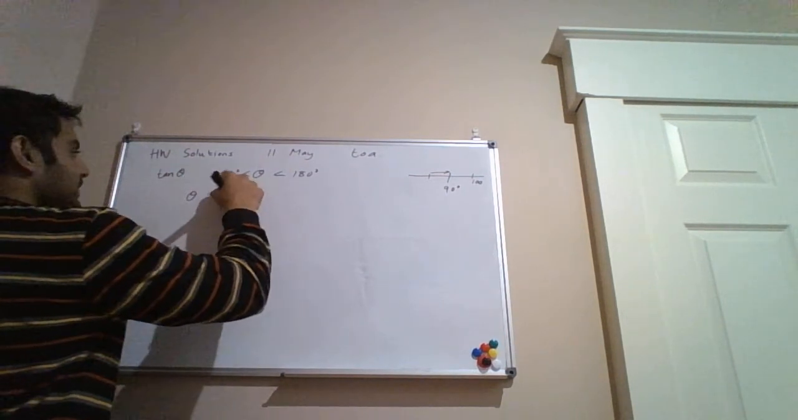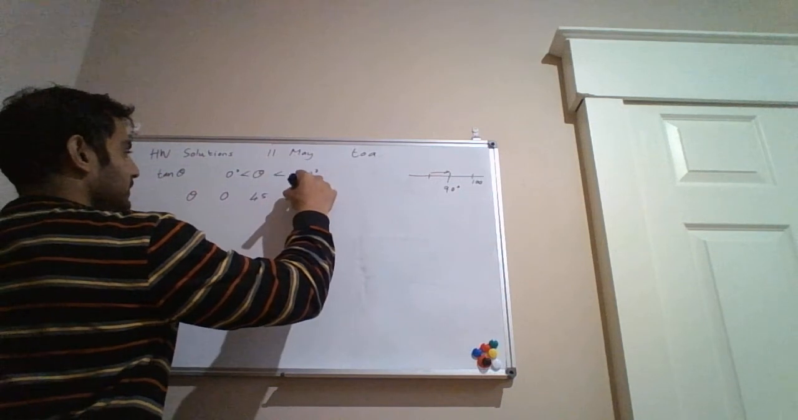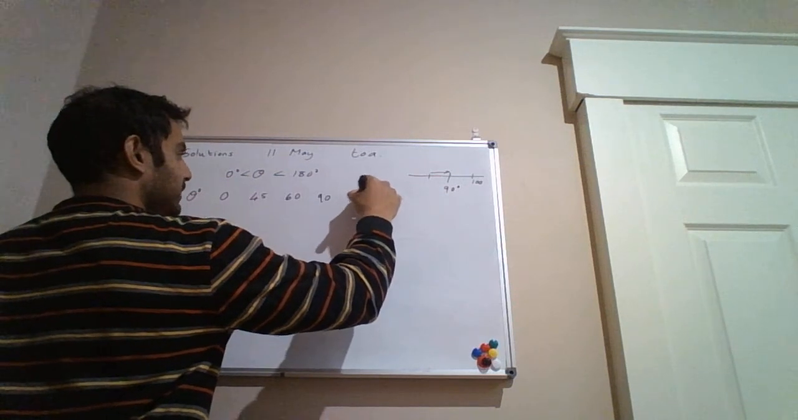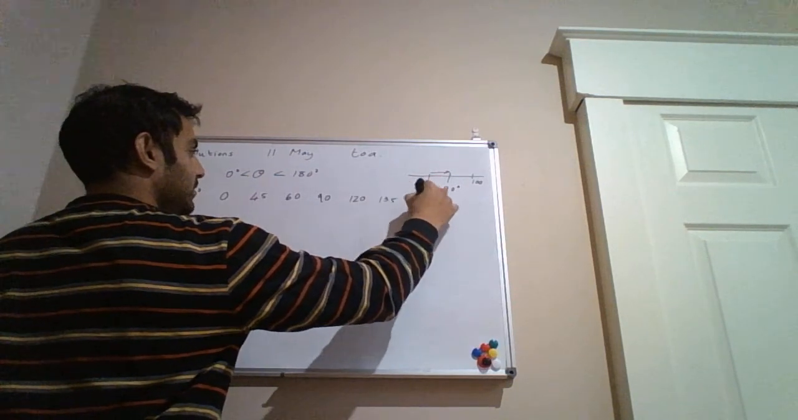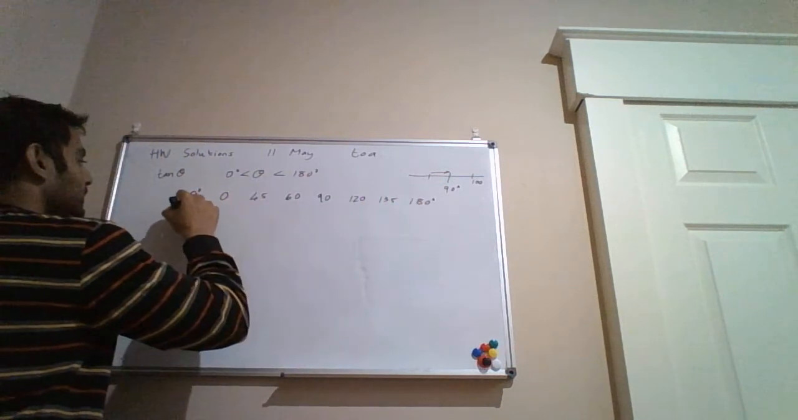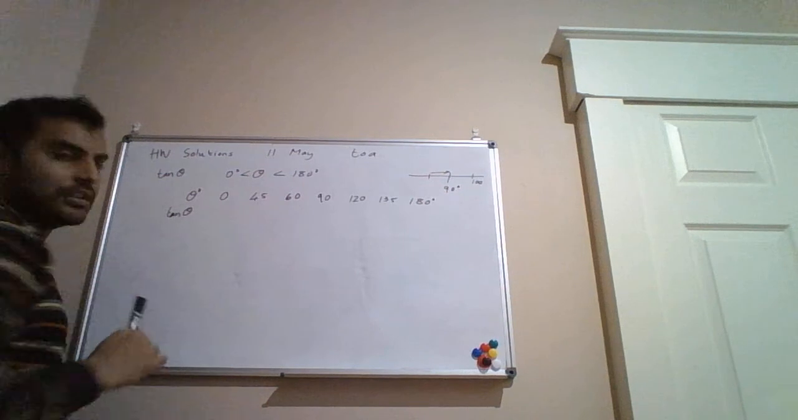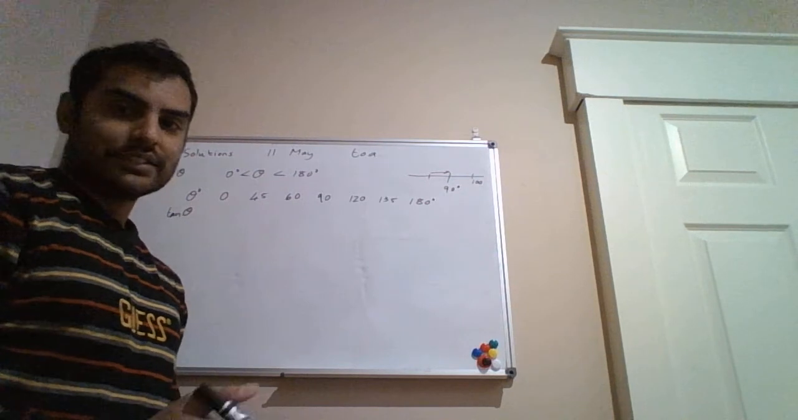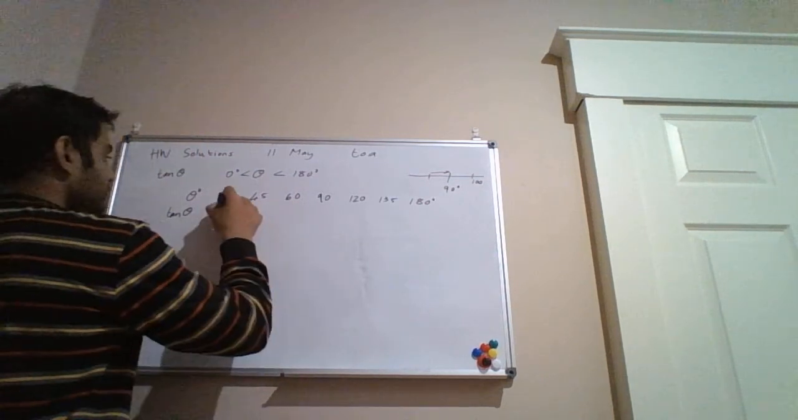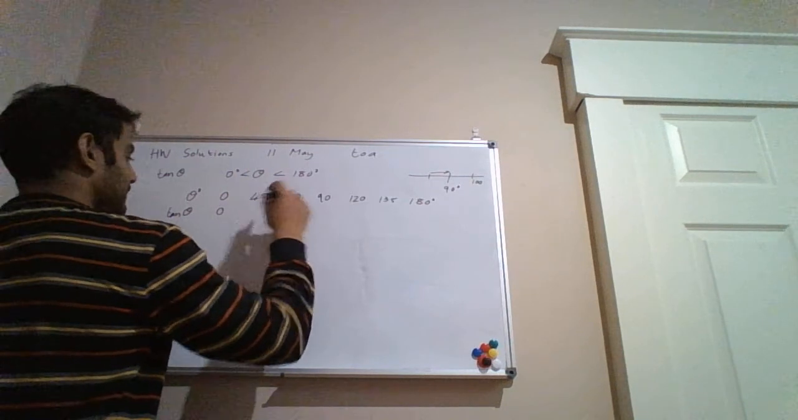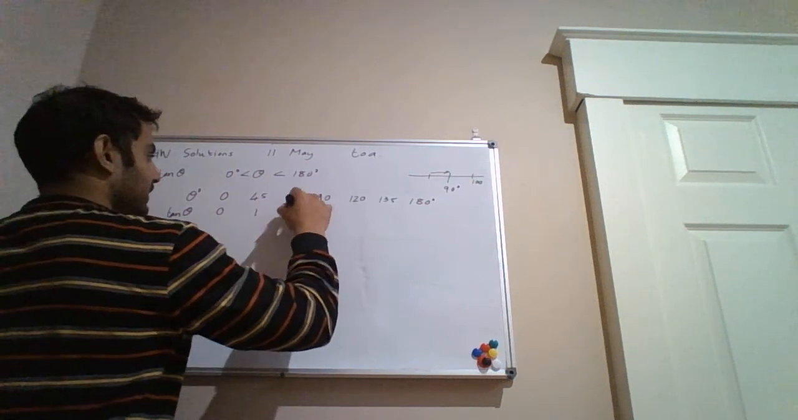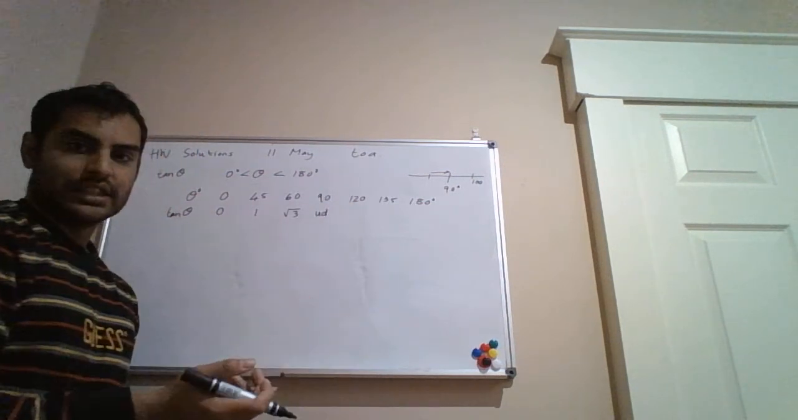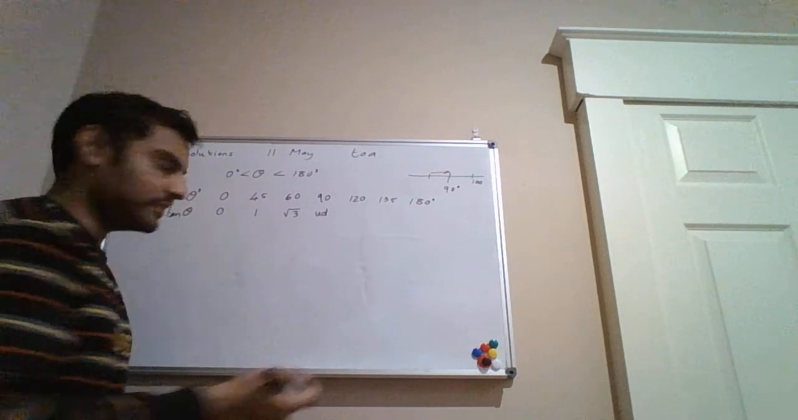So theta: 0, 45, 60, 90, 120, 135, 180. Tan of theta. Notice I've included the angle 45 degrees. This is because tan of 45 degrees is 1, so it gives a nice whole number when we're plotting. So tan of 0 is 0, tan of 45 is a special angle, that's 1, and tan of 60 is root 3. Remember, 90 degrees is undefined because our adjacent is 0 and we do opposite over adjacent, opposite over 0.